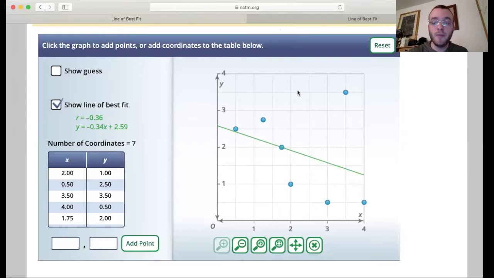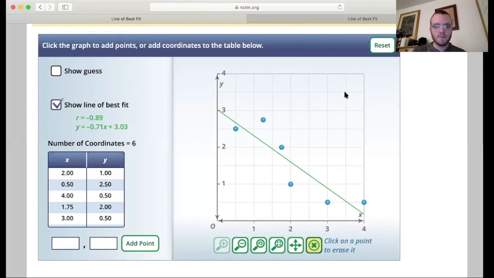Okay, so to remove Madeline's point, we go down below the grid and we click on this X button. And then we can click on Madeline's point and it will go away. So let's see if your guess was right. And look at that.